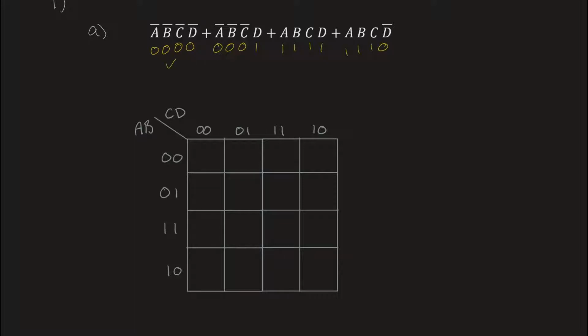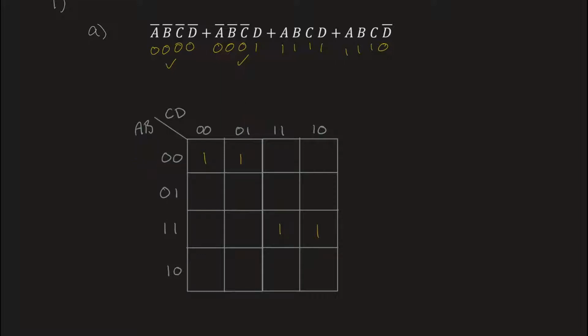So we've got 4 zeros. That's here. I've got 0, 0, 0, 1. So again, 0, 0, 0, 1 is going to be here. We've got 1, 1, 1, 1, which is here. And we've got 1, 1, 1, 0, which is here. So we're done filling it out.